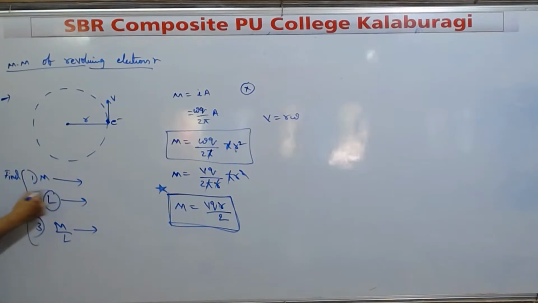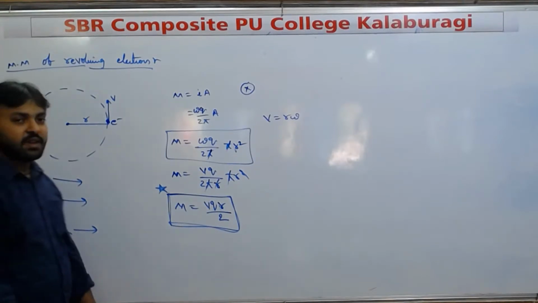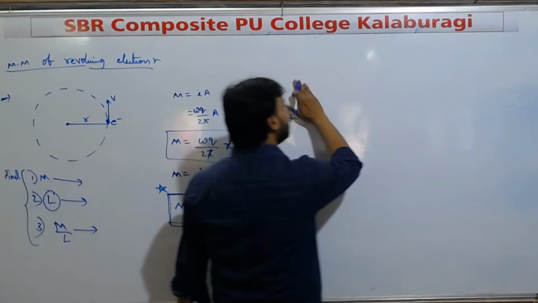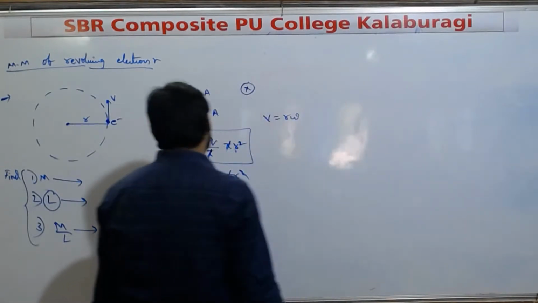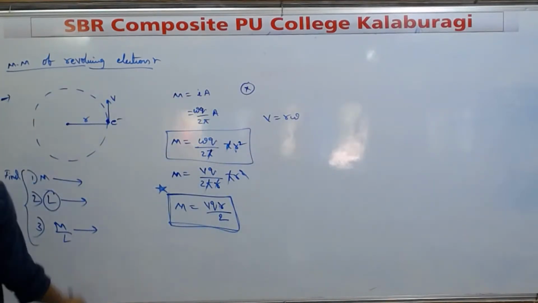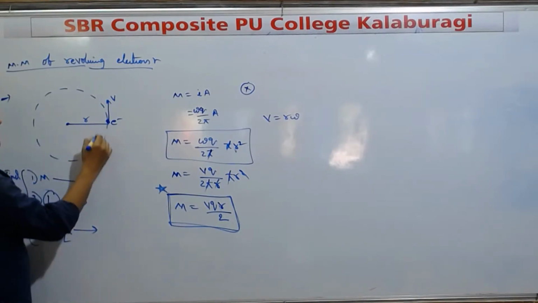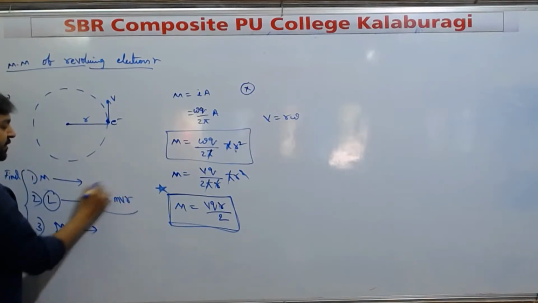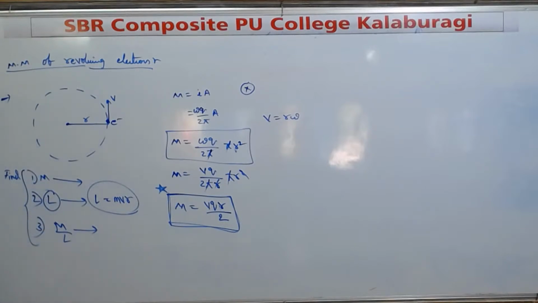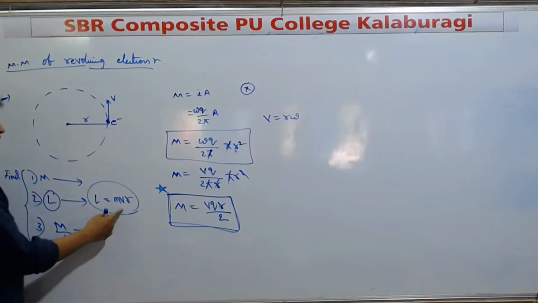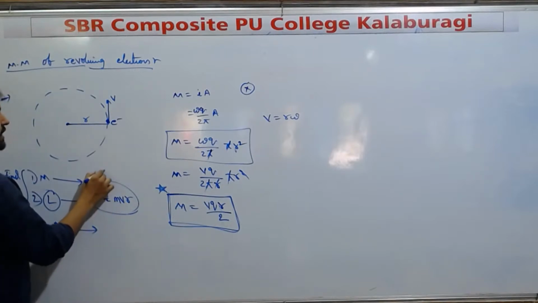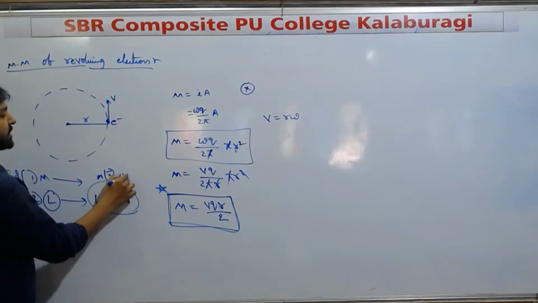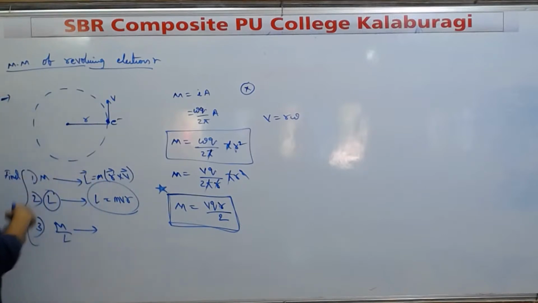Next, what do you mean by angular momentum? What is the relation between these two? Direction. General formula for angular momentum again: L equals mvr. In terms of cross products, m into r bar cross v bar is nothing but angular momentum. Do the r bar cross v bar.